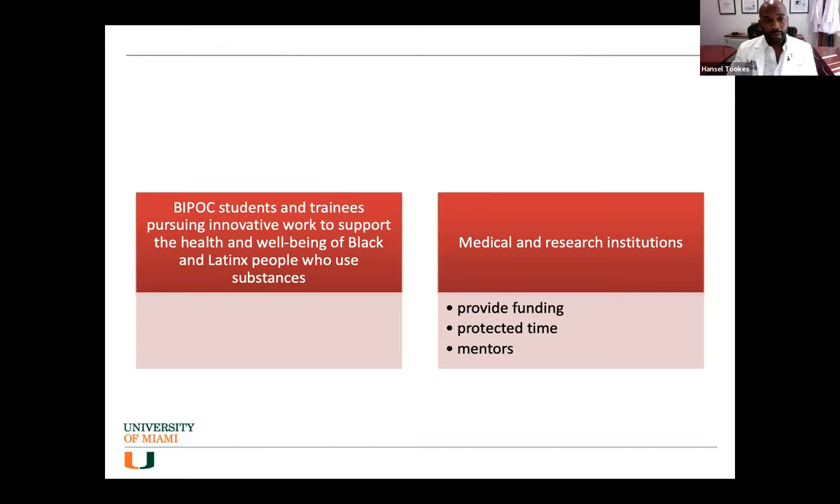We need BIPOC students and trainees pursuing innovative work to support the health and well-being of Black and Latinx people who use substances. Medical and research institutions must provide funding, must provide protected time, and must provide mentors. Dr. Jordan and her innovative work in churches in New Haven comes to mind. But medical institutions must step up for junior faculty. I had 50% of my time protected when I came on faculty. Strong mentorship like I have with Lisa Metch and my dean are essential.